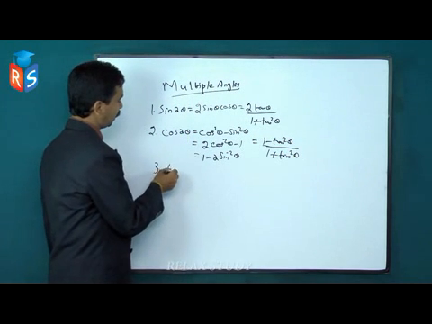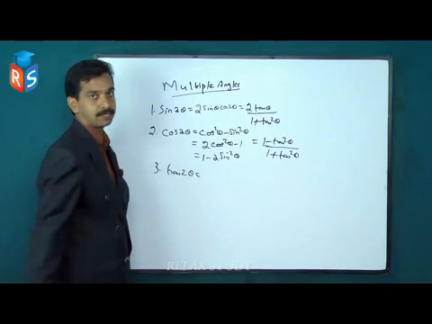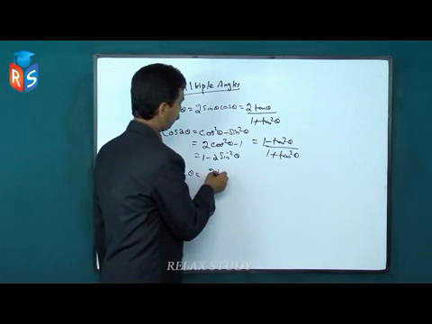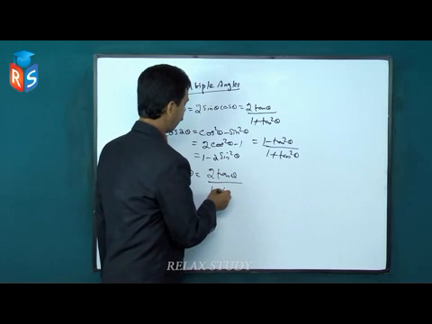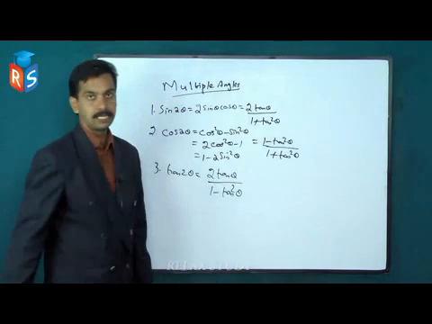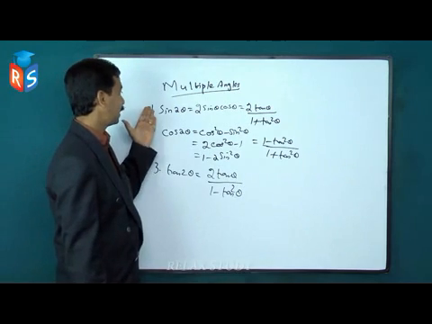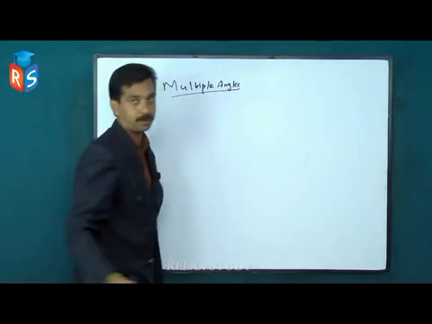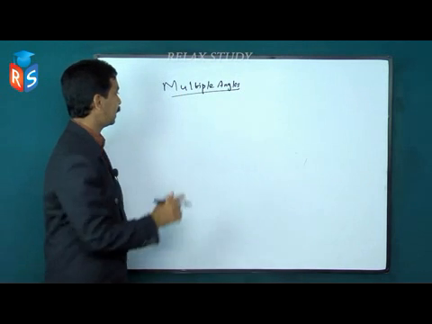Next one, tan 2 theta. Tan 2 theta equals 2 tan theta divided by 1 minus tan square theta. These are multiple angles in terms of 2 theta. Also we have multiple angles in terms of 3 theta.